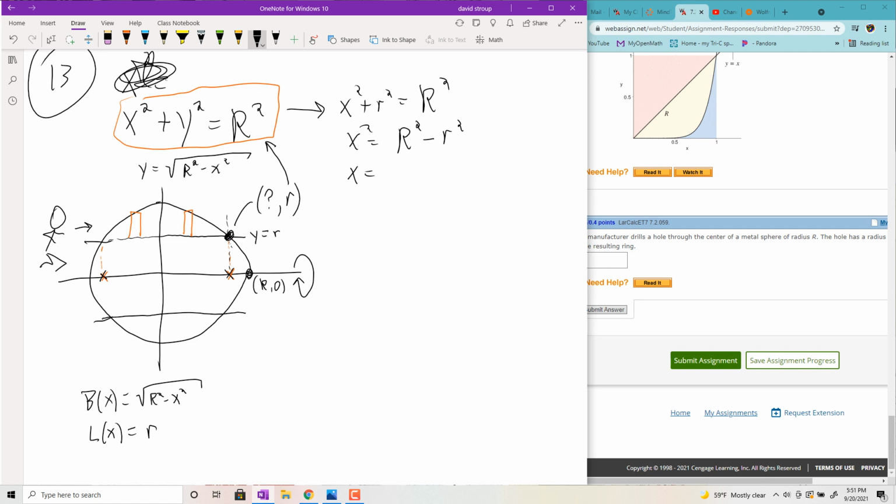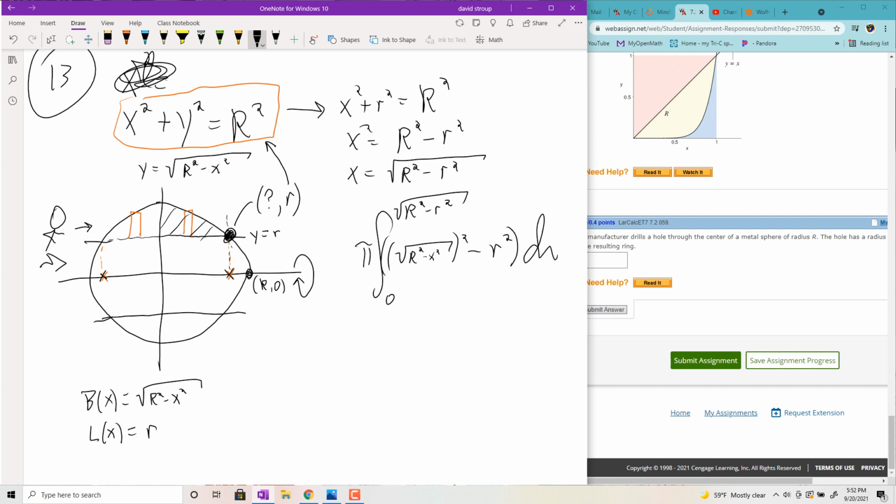And so x will be plus minus. I want the positive one over here because I'm going to end up just figuring out this half of it and then multiplying it by 2, and that'll give me my answer. So this will be the square root of big R squared minus little r squared. And so my Riemann man is going to be running from 0 to the square root of big R squared minus little r squared. There'll be a pi out in front. And so the big radius squared will be the square root of big R squared minus x squared, squared, and then minus little radius squared, so it's a washer method, dx.